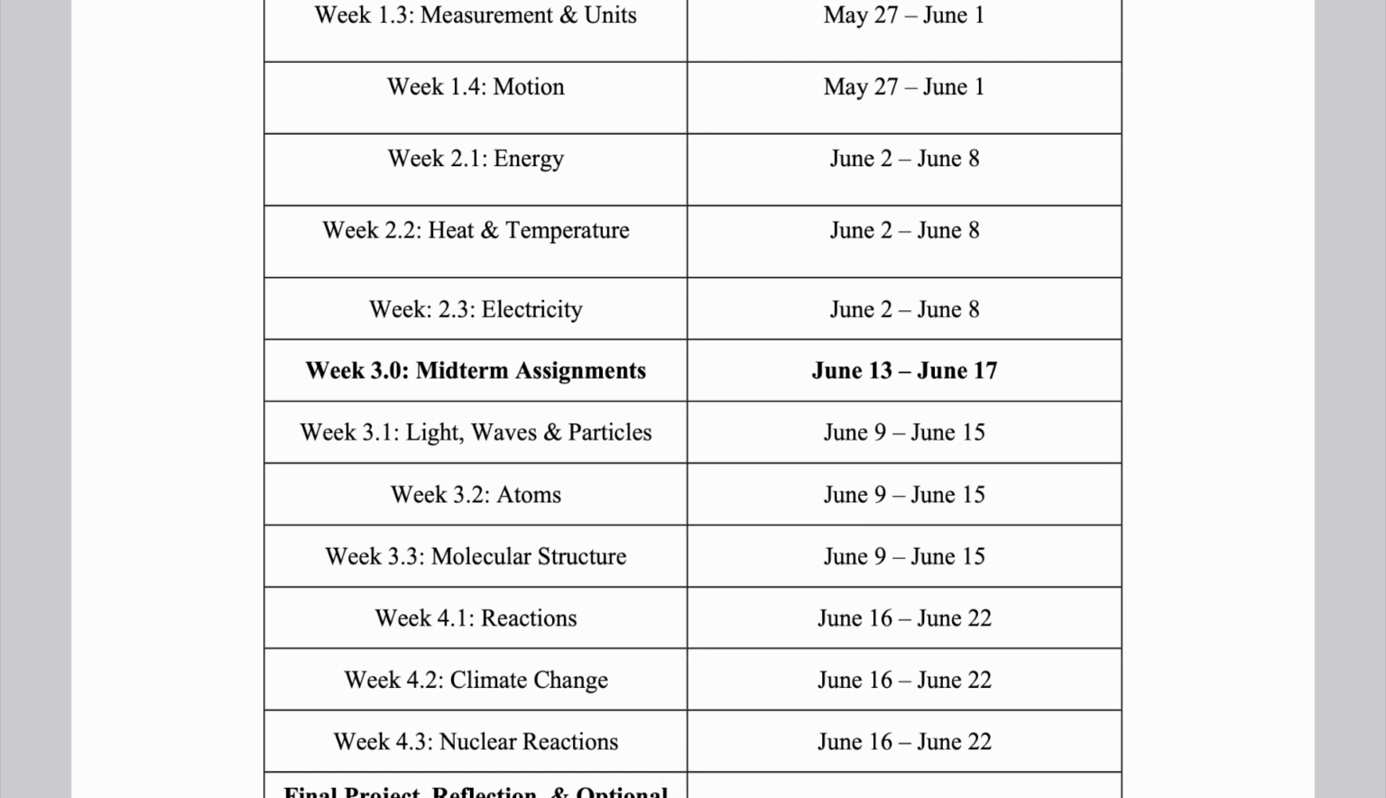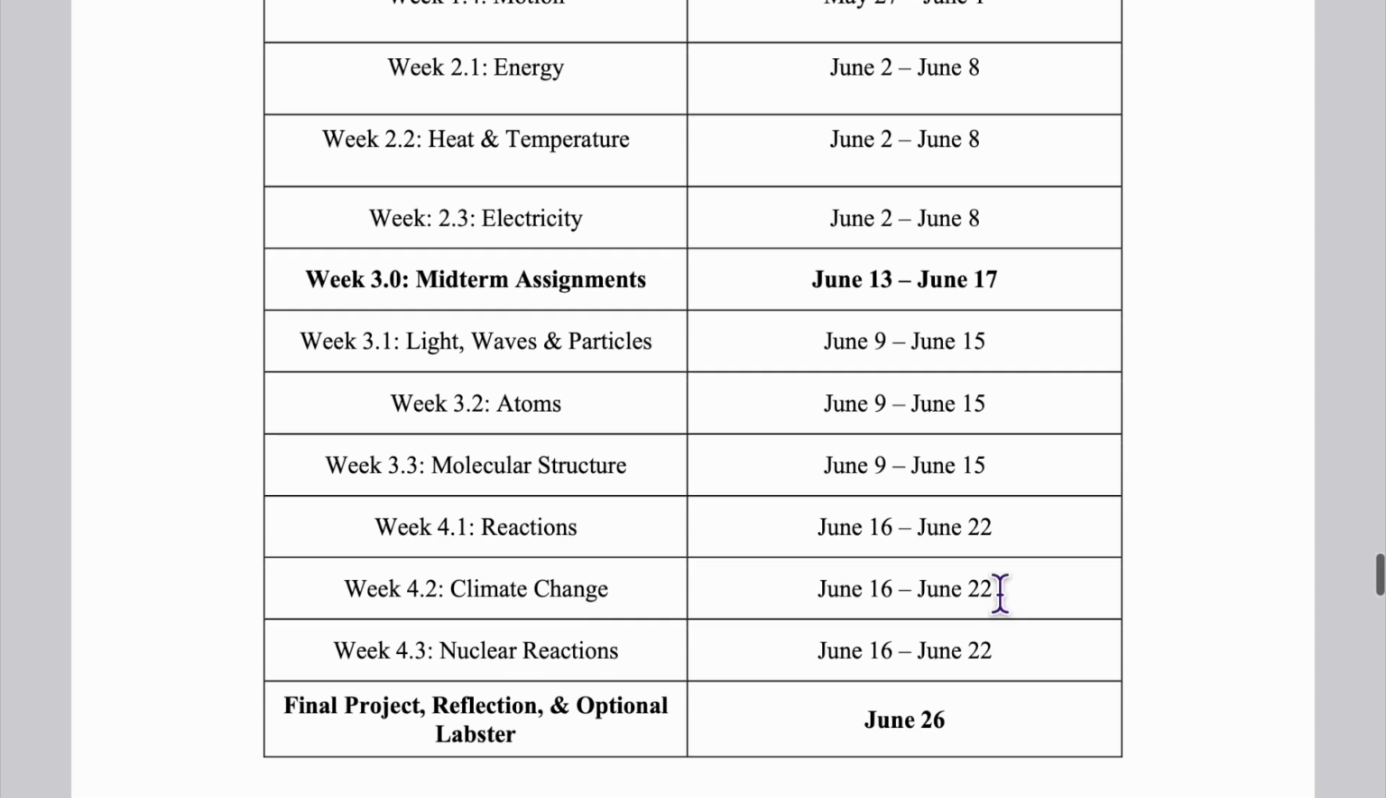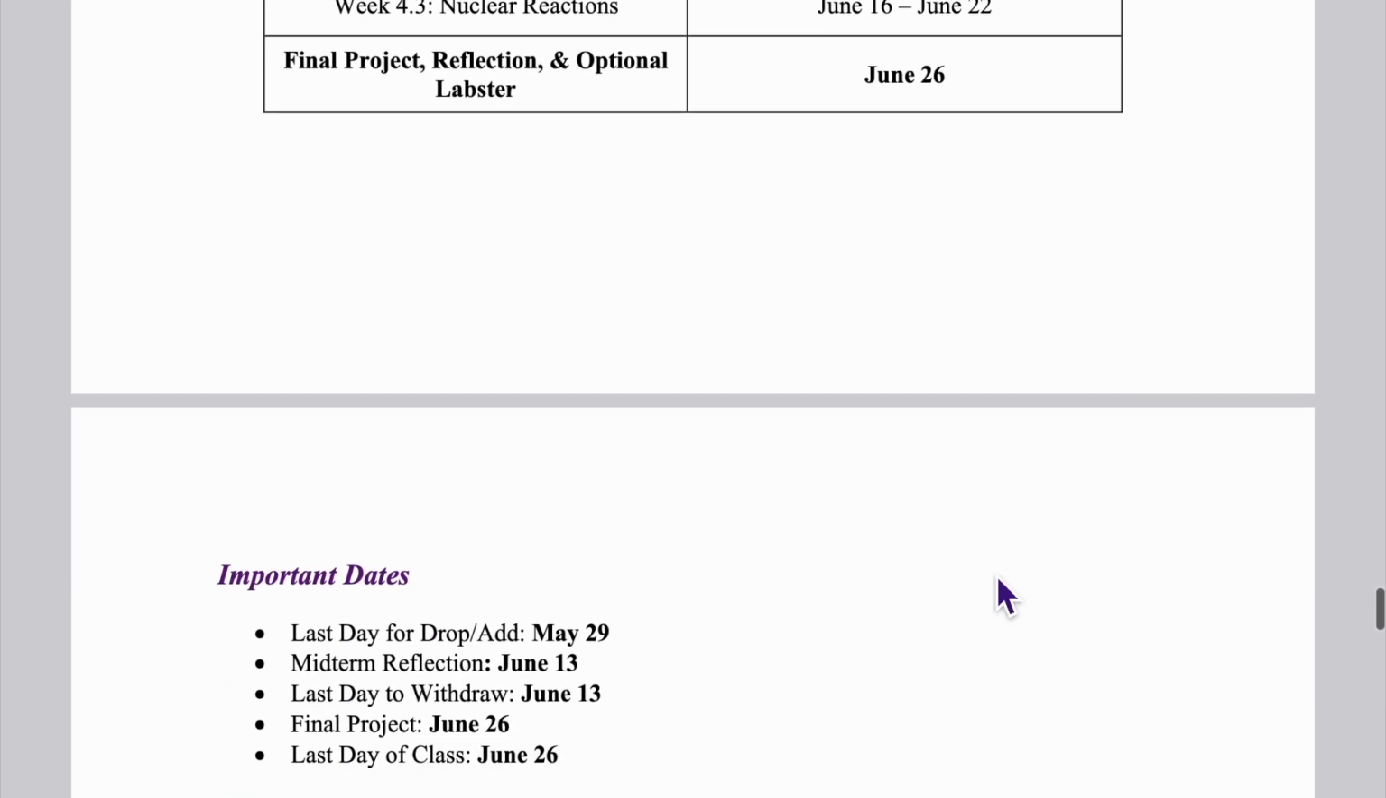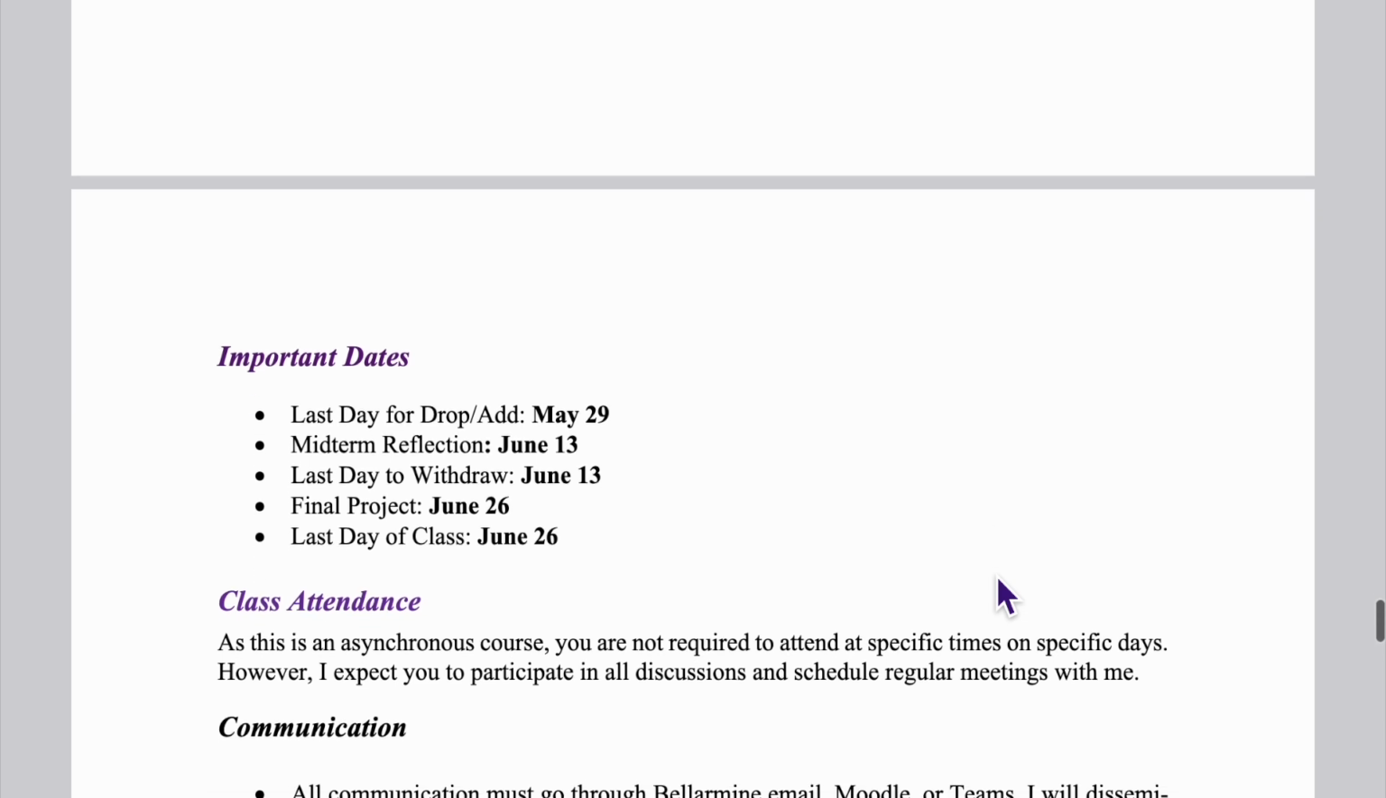And then finally, the final project, your final reflection, and there will be optional Labster exercises are going to be due on the last day of class. And again, all of this is going to be outlined in Moodle in detail, but I do encourage you to ask questions as you're going through that.